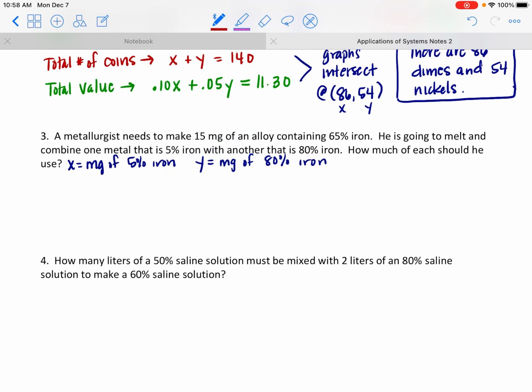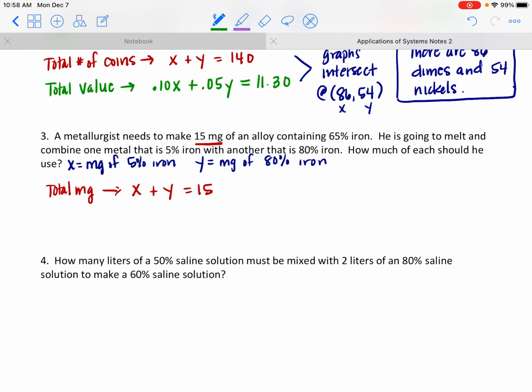Now we have to make an equation, and again, the two equations to solve for the two variables have to correspond with what information we know. So we know he has to make 15 milligrams of this alloy altogether. So for the total milligrams, I don't know how many milligrams of each. So there's going to be X milligrams of the 5% iron, plus Y milligrams of the 80% iron, but altogether there's going to be 15 milligrams. Okay, so 15 milligrams altogether, just like 140 coins altogether.